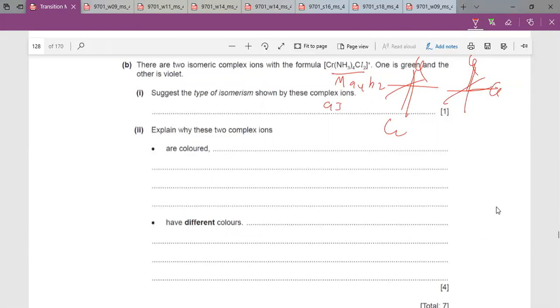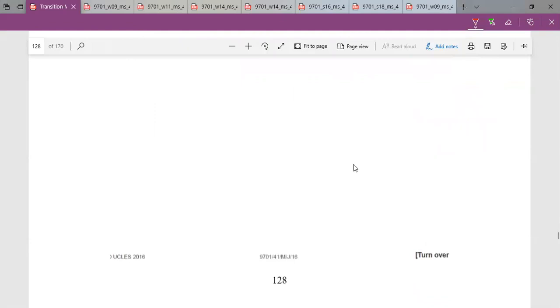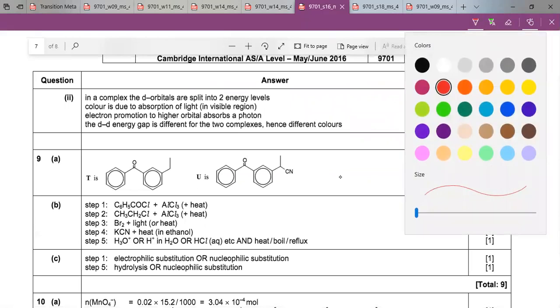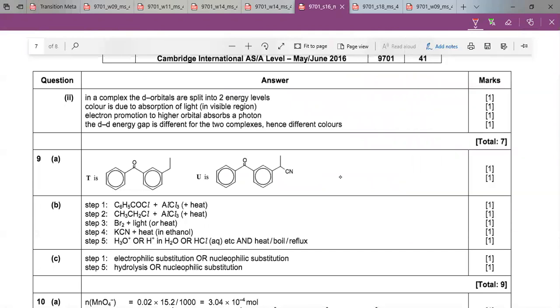Similar here. Because they split. The position can split differently. Okay, position wise. See here. Why color? Again, same old thing. So I say you better memorize it. In complex, the d orbitals are split into 2 energy levels. Color absorbed in the visible region. What happened? Electron promoted from lower energy level. So why the different colors? Because the d-d energy gap is different for 2 complexes. Because why? Different position. Now see, one is cis, one is trans.